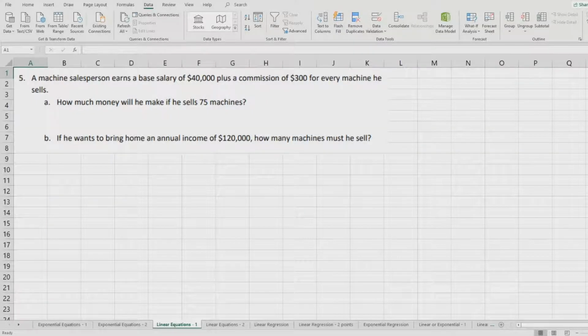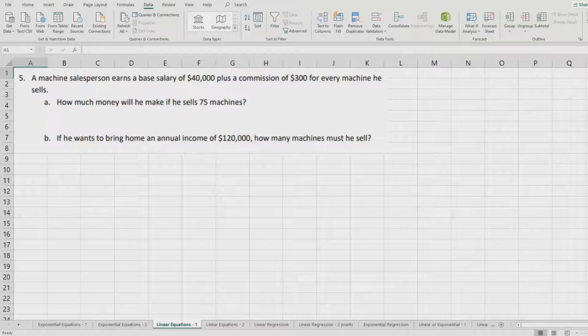All right, for this question, it says a machine salesperson earns a base salary of $40,000 plus a commission of $300 for every machine he sells. Part A asks, how much money will he make if he sells 75 machines? And if he wants to bring home an annual income of $120,000, how many machines must he sell?